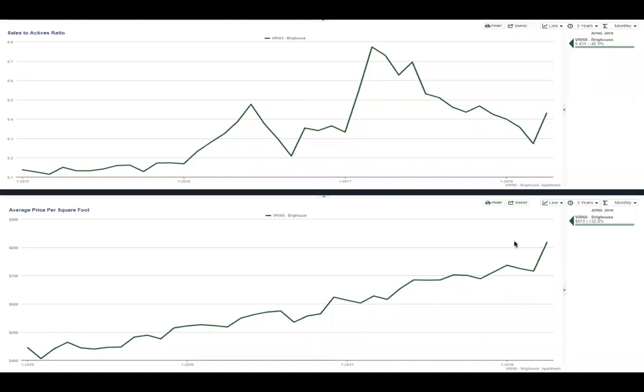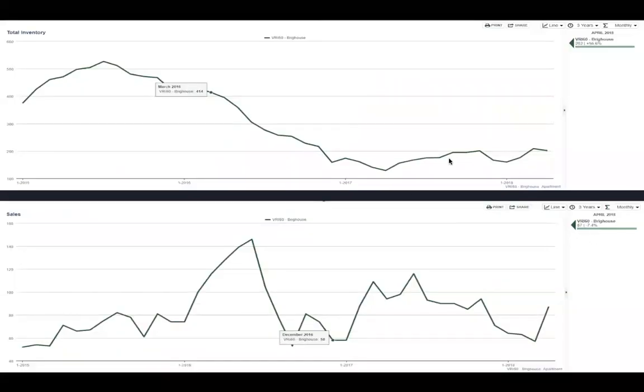Average per square foot is 818 for the brick house area. For the same, you have to check the same neighborhood, by the way, okay? You do not check all of Richmond, you check only the same neighborhood. So this one is a brick house where the comparable condo is.